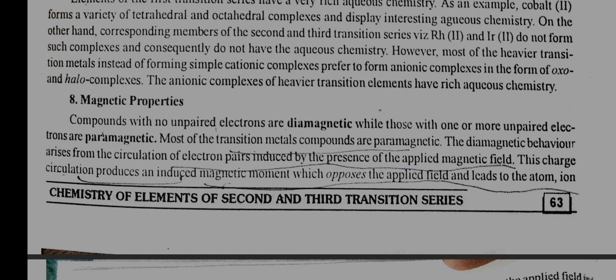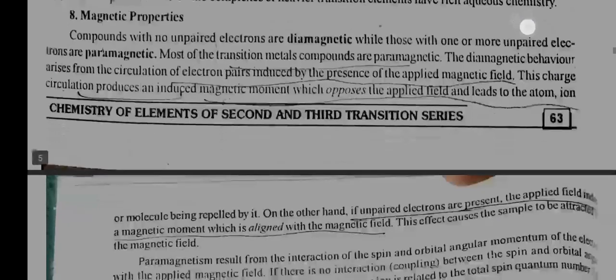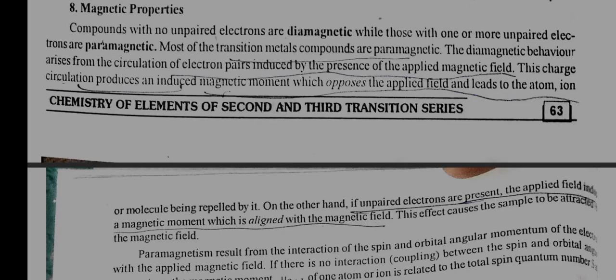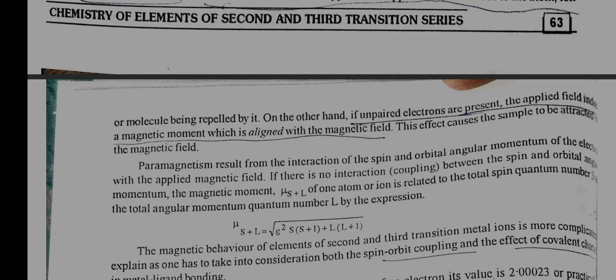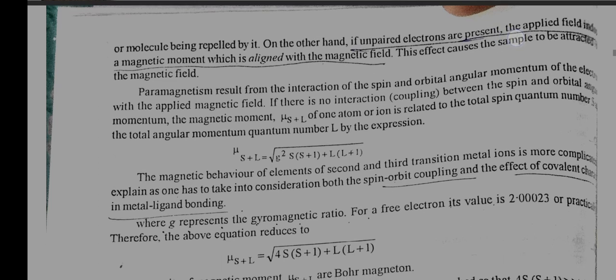This charge circulation produces an induced magnetic moment which opposes the applied field and leads to the atom, ion, or molecule being repelled by it. On the other hand, if unpaired electrons are present, the applied field induces a magnetic moment which is aligned with the magnetic field. This effect causes the sample to be attracted in the magnetic field. Paramagnetism results from the interaction of the spin and orbital angular momentum of the electron with the applied magnetic field.